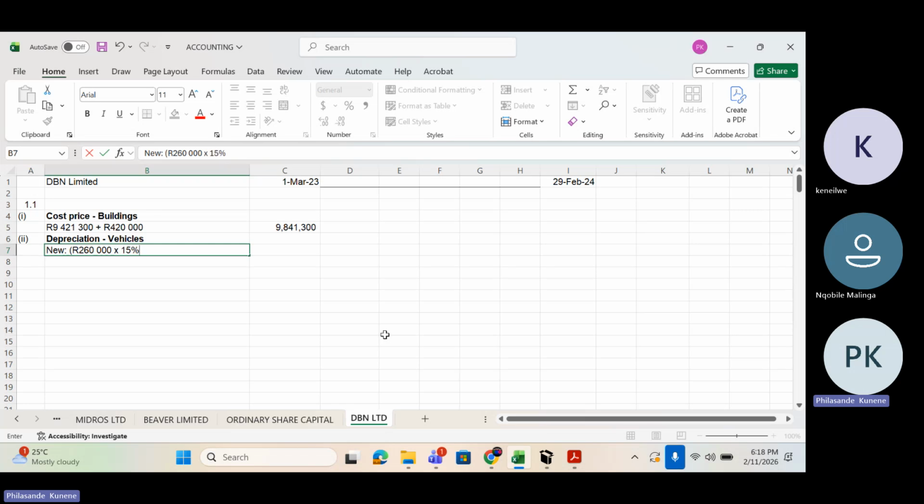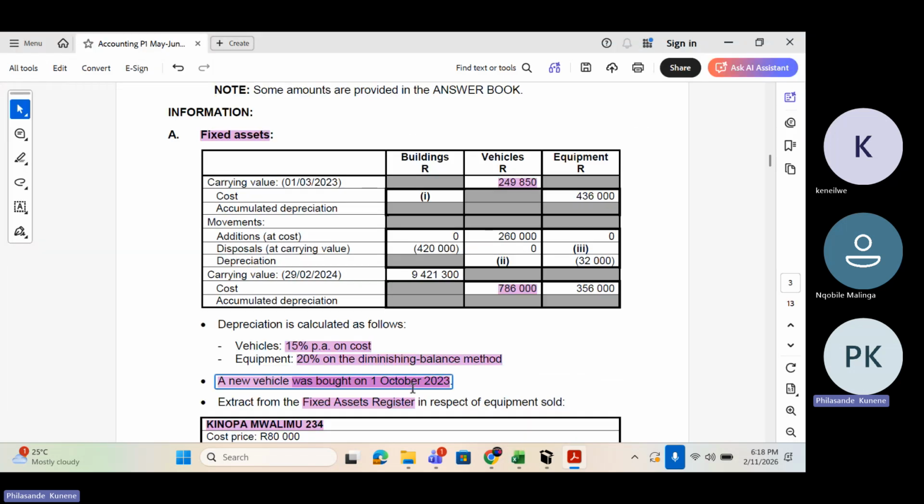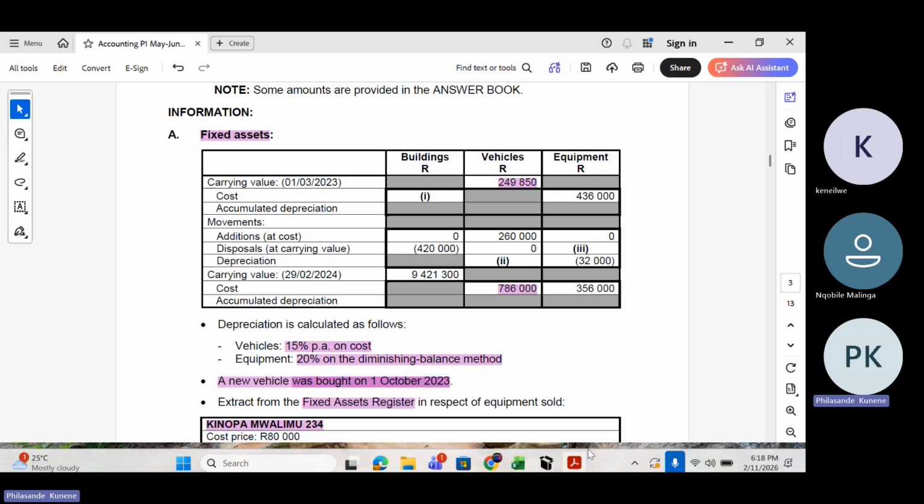Do I have to apportion this one? What am I going to do? When did we buy this one? From 1 October 2023. So how many months are we going to apportion with? 5/12. Please count for us, starting from 1 October. October, November, December, January, February. Exactly. That is going to be 5/12. Okay, thank you for that.